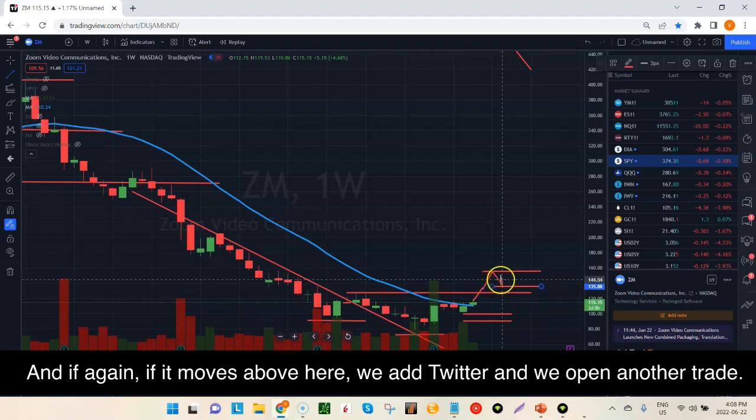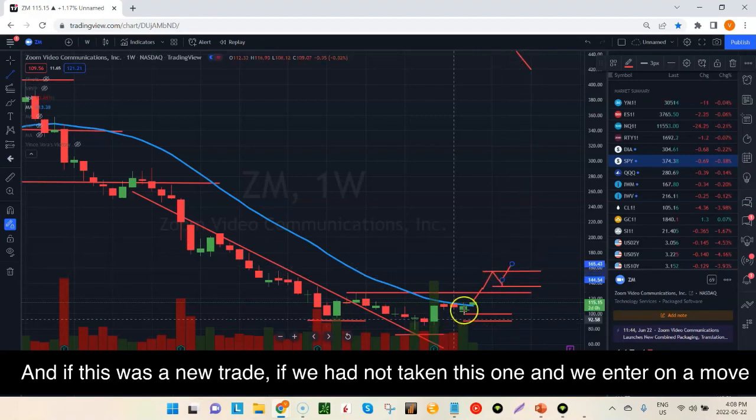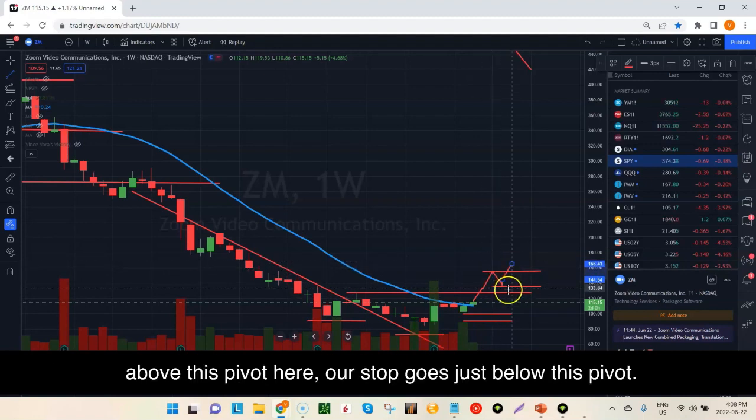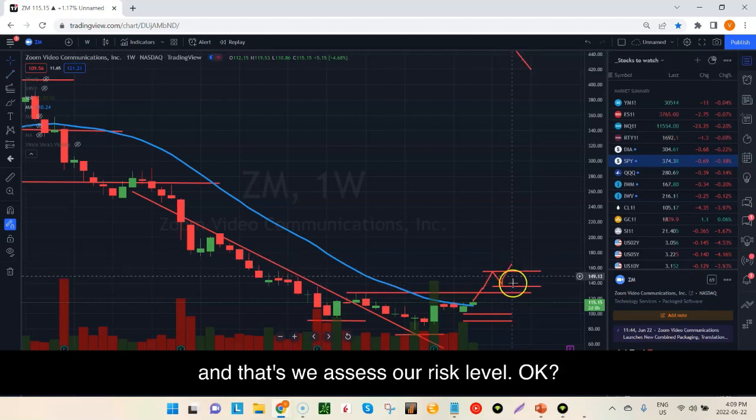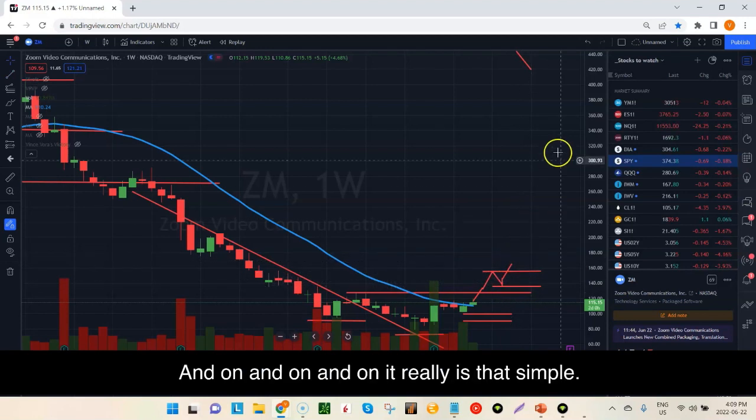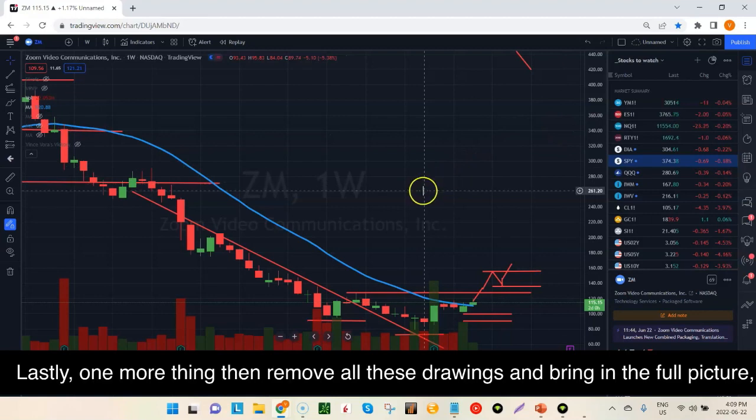And if it moves above here, we add to it or we open another trade. And if this was a new trade, if we had not taken this one and we enter on a move above this pivot here, our stop goes just below this pivot. That's our starting point, right? So entry, stop, and we assess our risk level, okay? And on and on and on. It really is that simple.